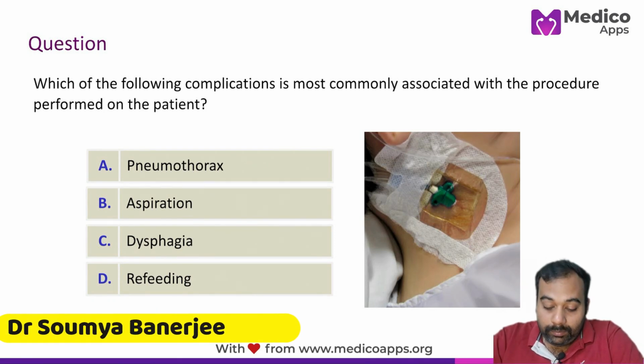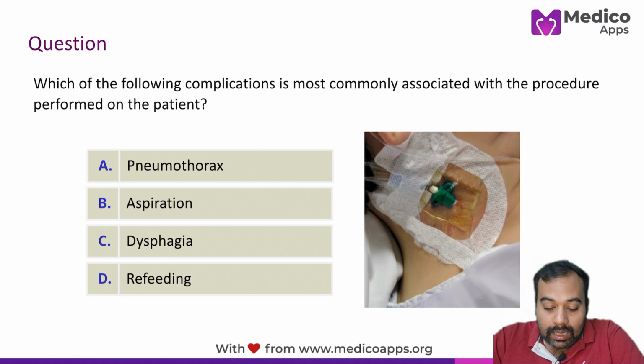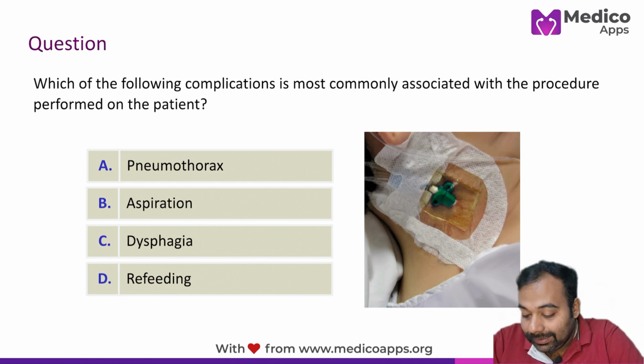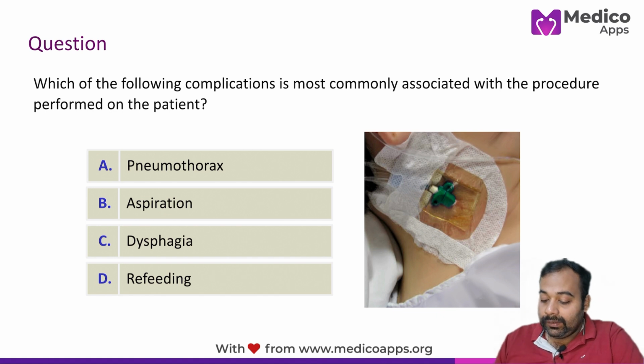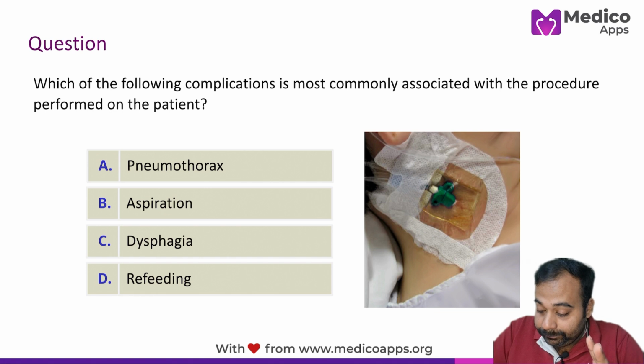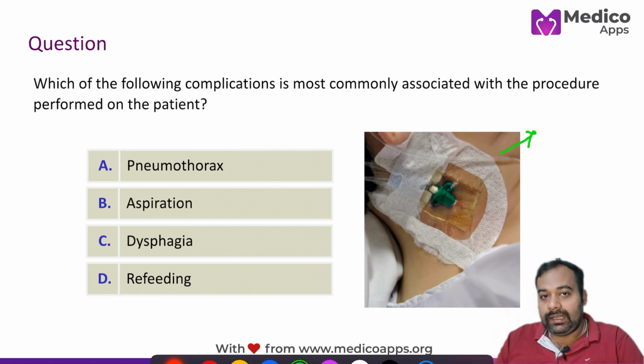So let's talk about our next question. This question asks, which of the following complications is the most commonly associated with a procedure performed on this patient? From this image we can assume that the procedure that has been performed in this patient is central venous catheterization.